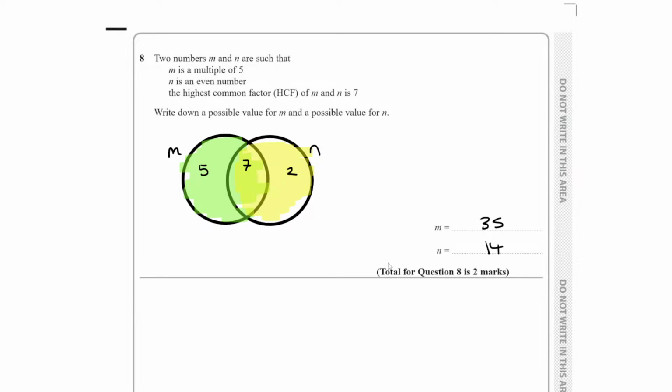But you could obviously do trial and error, just keep testing out numbers. And that might also be quicker. That might also take you longer, I don't know. It just depends. So 35 and 14 are obviously examples.